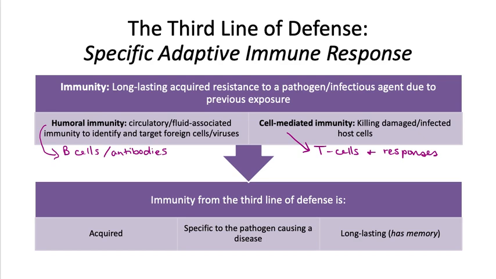All right. So acquired, again, this just means we are going to build or receive it at some point after we are born. And this process can be natural. So a natural way to build or acquire immunity would be to get sick. An artificial way to build or receive immunity would be through a vaccination.